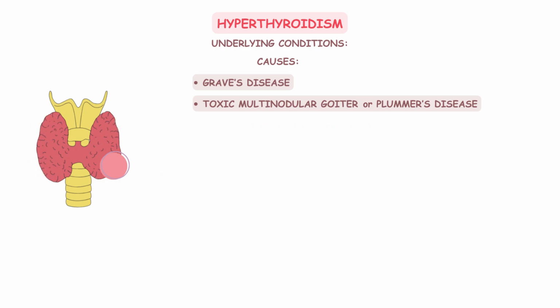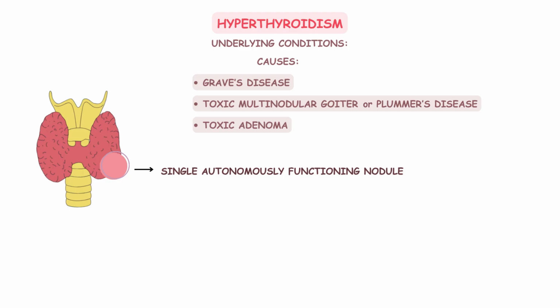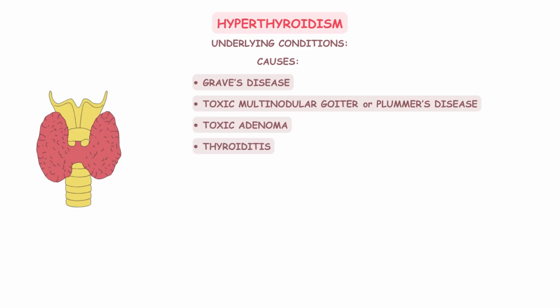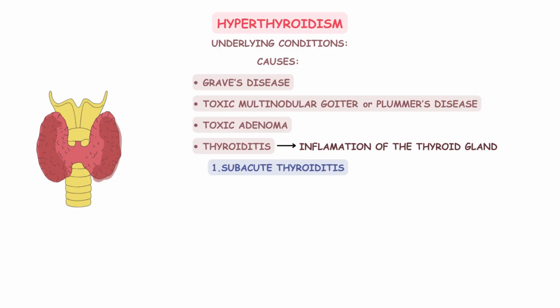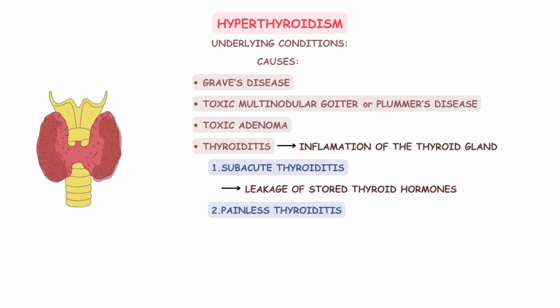Then we can have toxic adenoma, which is a single autonomously functioning nodule within the thyroid gland that secretes thyroid hormones on its own. Then we can have thyroiditis, which is inflammation of the thyroid gland. We can have subacute thyroiditis, which can cause leakage of stored thyroid hormones, leading to temporary hyperthyroidism. Other types include painless thyroiditis or silent thyroiditis and postpartum thyroiditis, both of which are usually self-limiting.